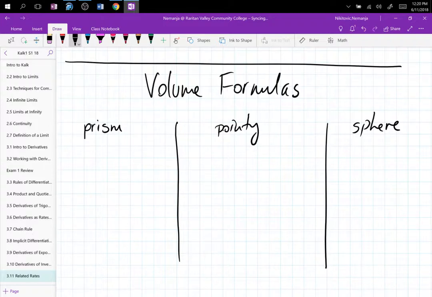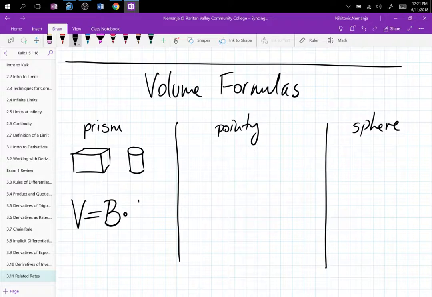So prism-like objects would be something like a box or a cylinder. And all of their volumes are given as B times H. Area of the base times the height.